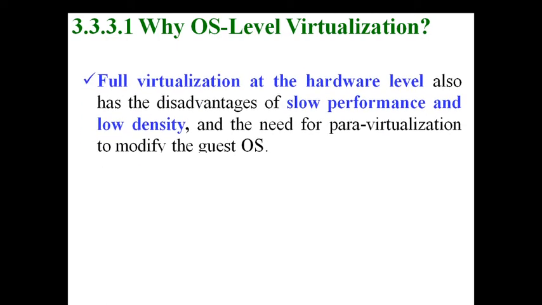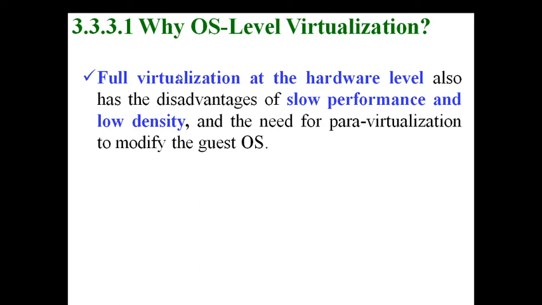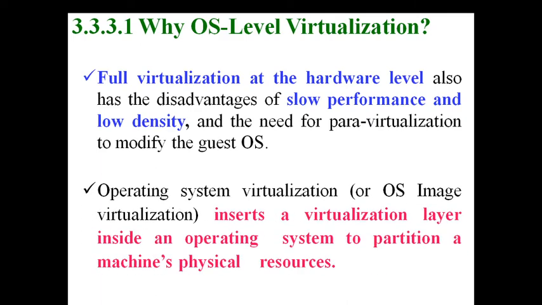Why OS-level virtualization? Why do we have to use this virtualization concept? Full virtualization at the hardware level has the disadvantage of slow performance and low density. By using full virtualization at the hardware level, it automatically takes charge and commands us. Without its intervention, we can't do anything. It takes our resources, does not allow other people, and does whatever it wants. So we prefer paravirtualization, which needs to modify the guest OS. Operating system virtualization is the third level of implementation of virtualization.